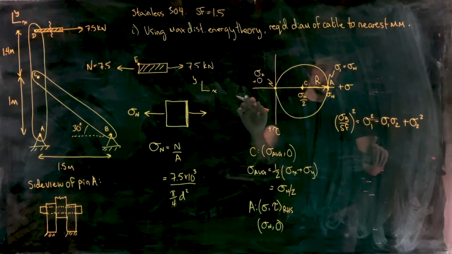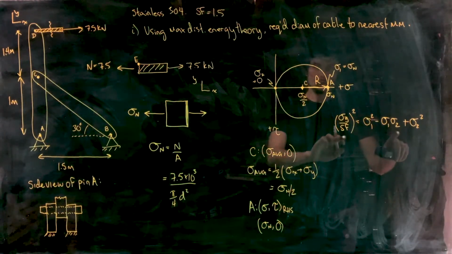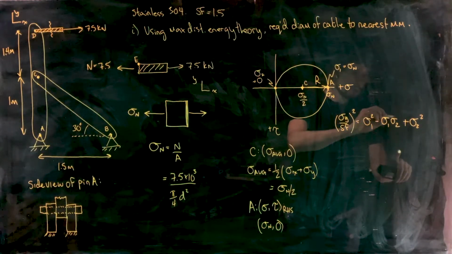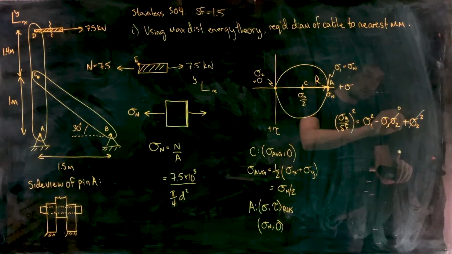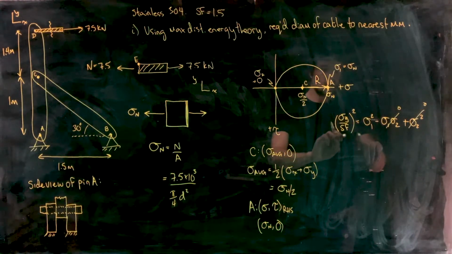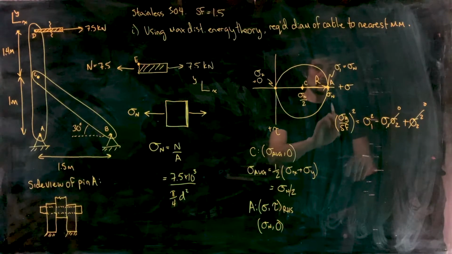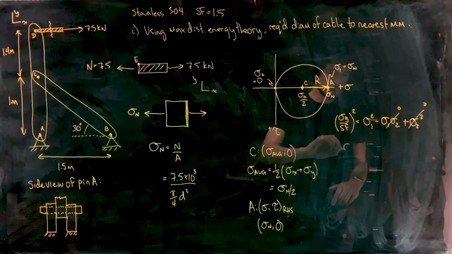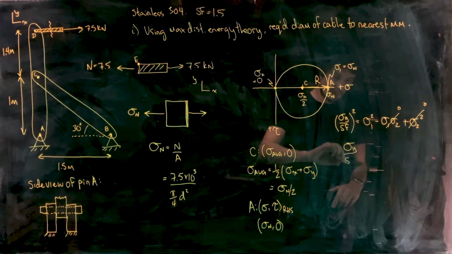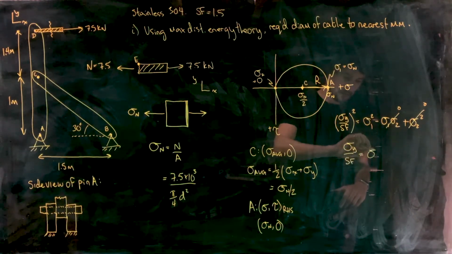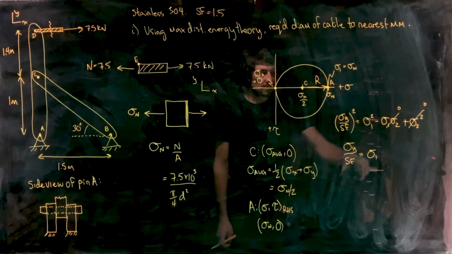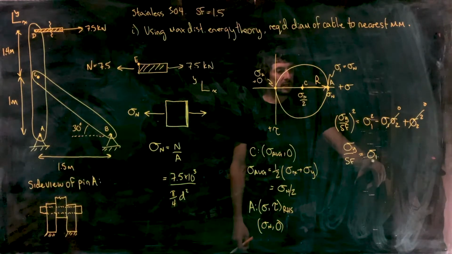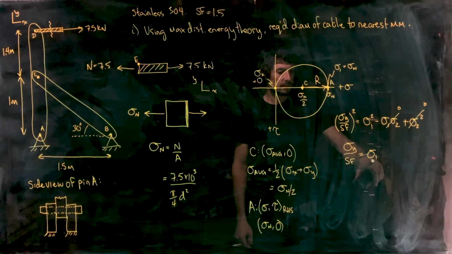So looking at this equation then, what are we going to have? We've got sigma 2 as 0. So this is 0, that's 0. So all we're left with is sigma y divided by the safety factor squared equals sigma 1 squared. Take the square root of both sides of that equation, and we've got failure will occur when the yield strength divided by the safety factor is equal to the first principal stress.